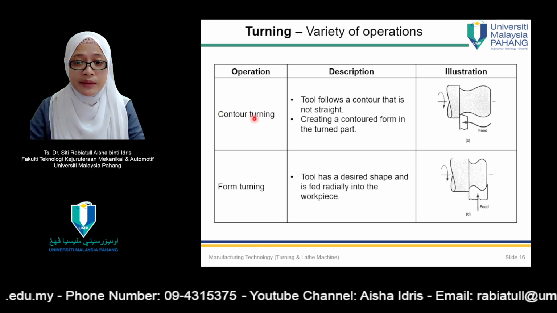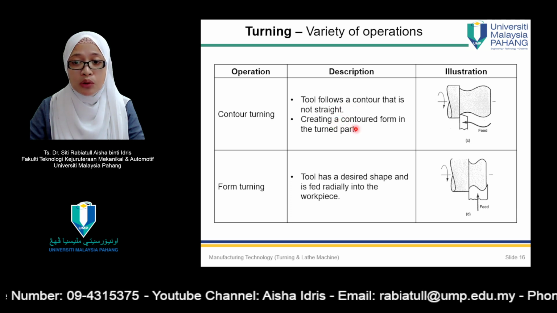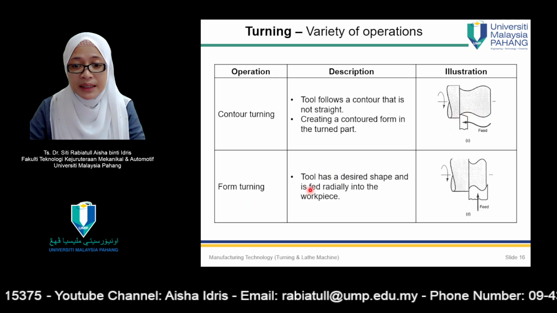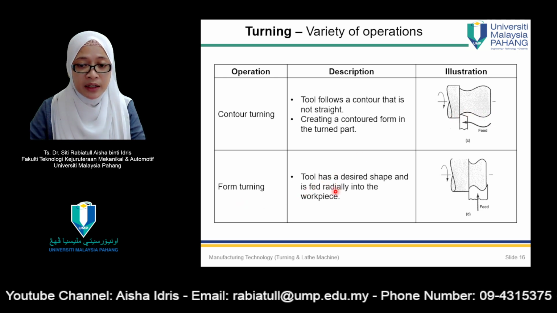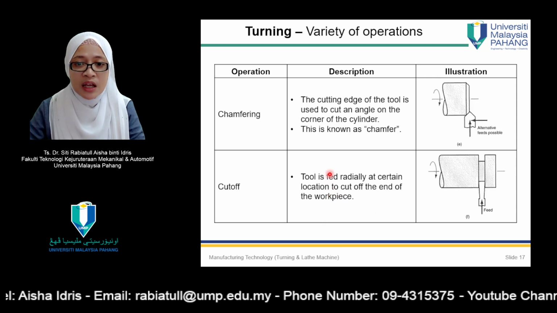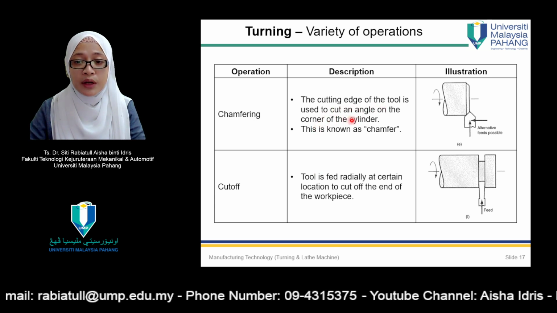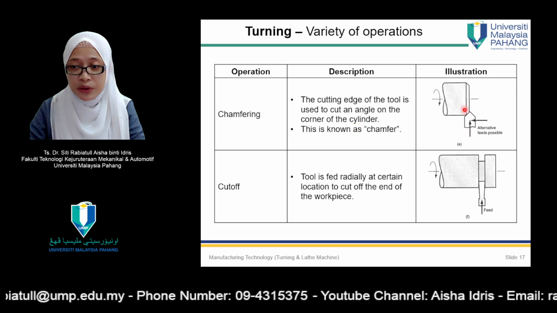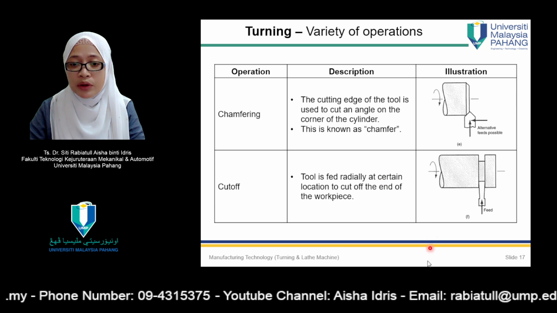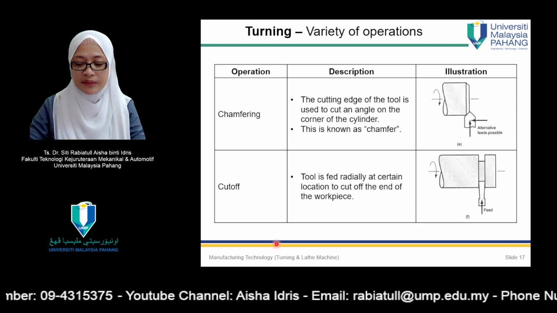And then contour turning. The tool follows a contour that is not straight, creating a contoured form in the turned part. So this is the contour shape. Form turning. The tool has a desired shape and is fed radially into the workpiece. Chamfering. The cutting edge of the tool is used to cut an angle on the corner of the cylinder. This one is a chamfer. A cut-off tool is fed radially at a certain location to cut off the end of the workpiece, like this one. Okay, that is cut off.